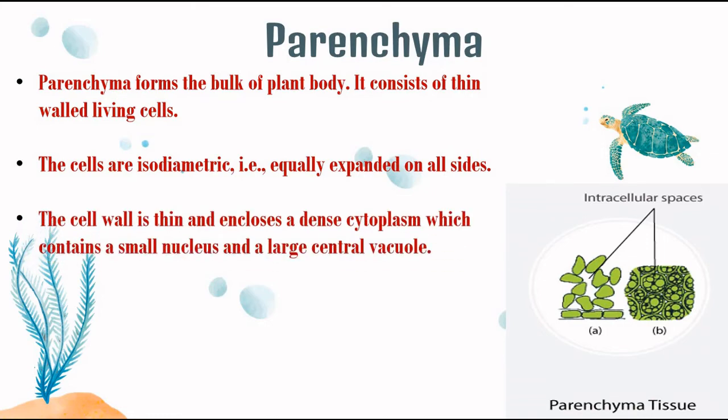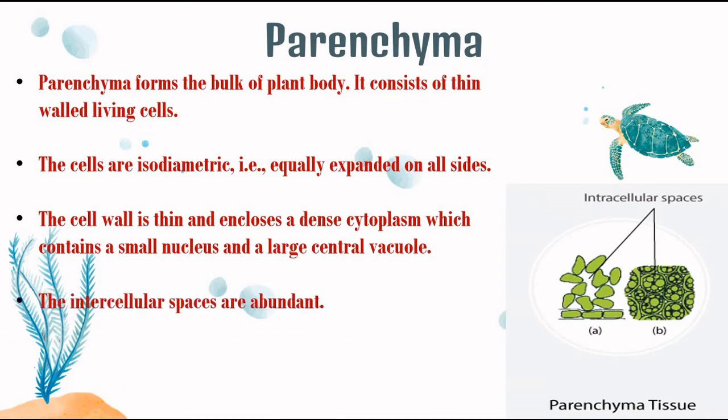And the next point we can see is that the cell wall is thin and encloses a dense cytoplasm which contains a small nucleus and a large central vacuole. So it contains a dense cytoplasm. Do you guys remember what cytoplasm is? We have read it in the previous chapter, that is cells. The cells contain cytoplasm. So the parenchyma contains a dense cytoplasm, a small nucleus and a large central vacuole.